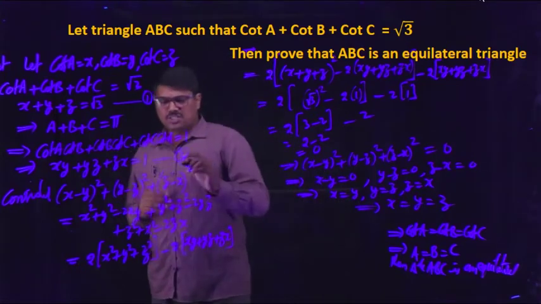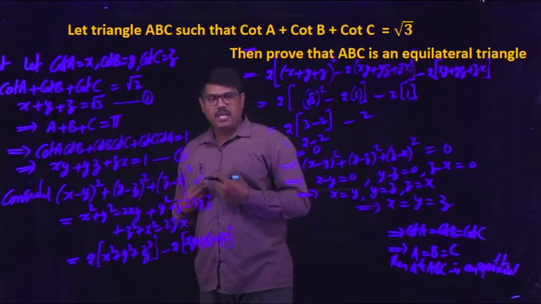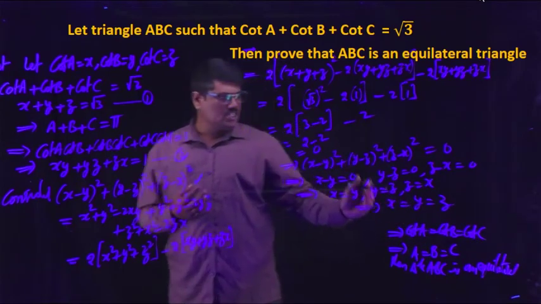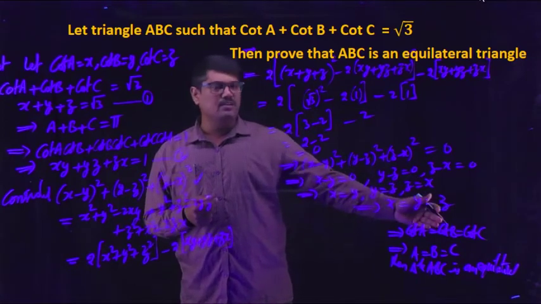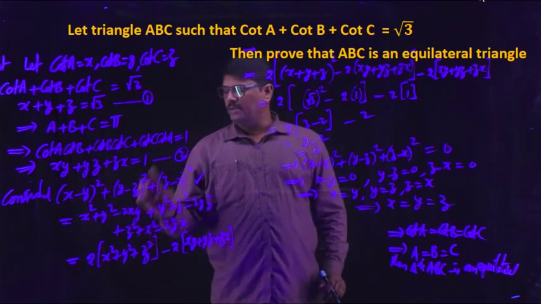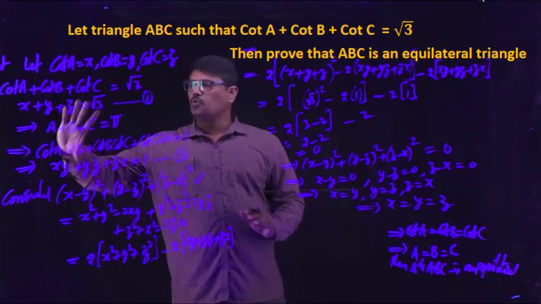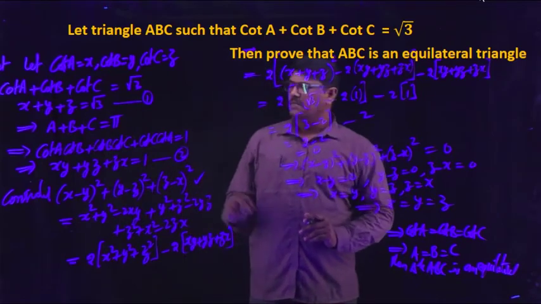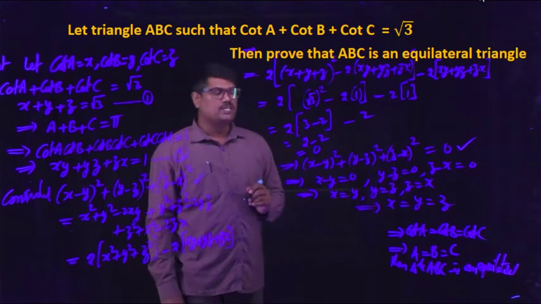After starting to find this expression value, you have to get an idea. Our aim is to prove cot A is equal to cot B is equal to cot C. That means our intention is to prove x is equal to y is equal to z. You can prove this by considering (x minus y) whole square, (y minus z) whole square, (z minus x) whole square, and using the 2 values they have given, x plus y plus z is equal to root 3 and xy plus yz plus zx is equal to 1, we can prove the considered expression value is 0.